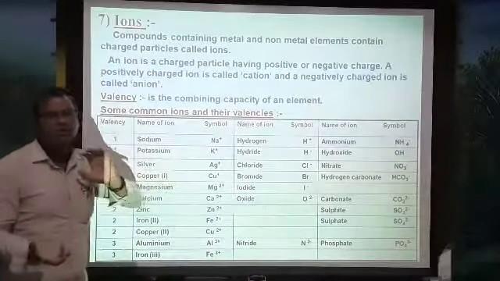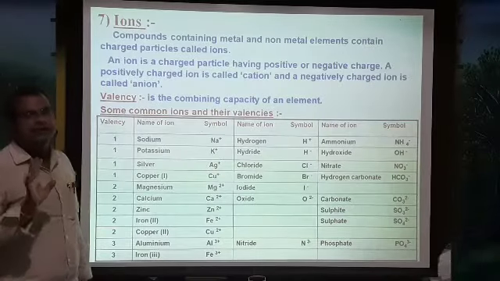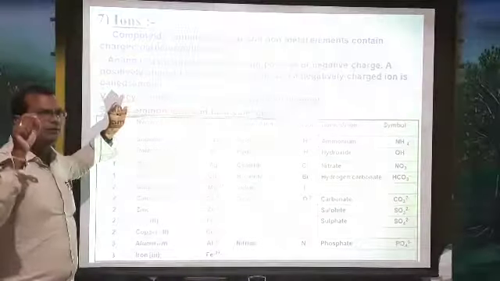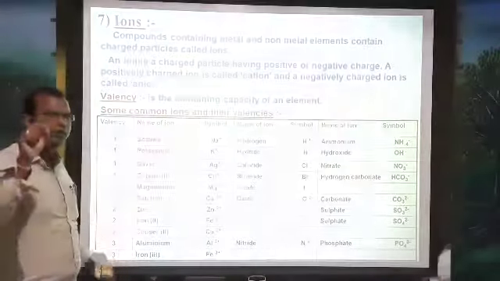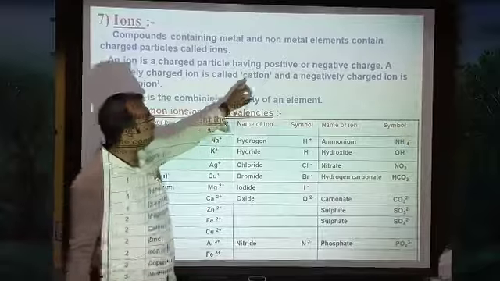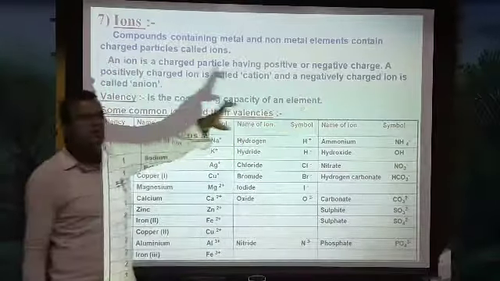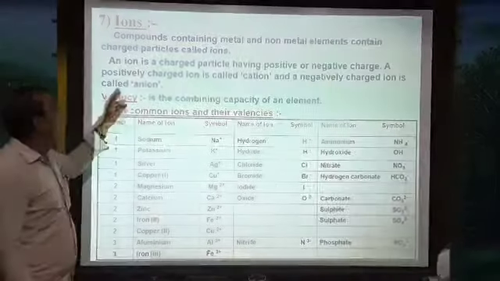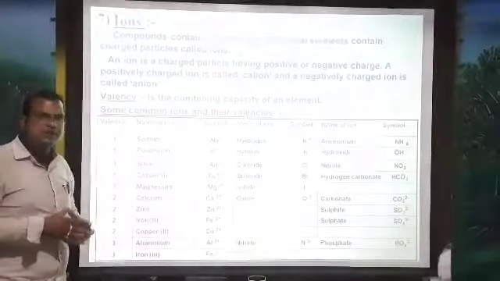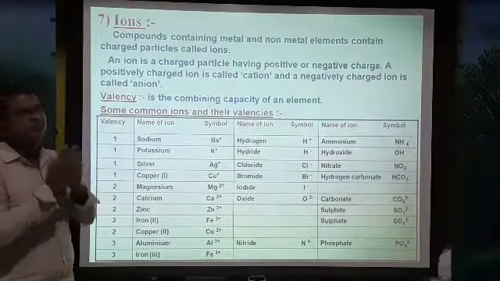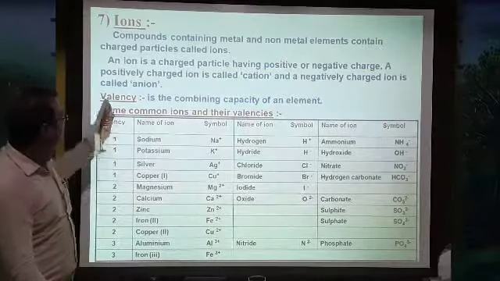Ion is what? A charged particle. It may be positive or negative. That is called an ion. If the particle contains a positive charge, such an ion we call a cation. If it is negatively charged, such an ion we call an anion. So a positively charged ion is called the cation. A negatively charged ion is called an anion.